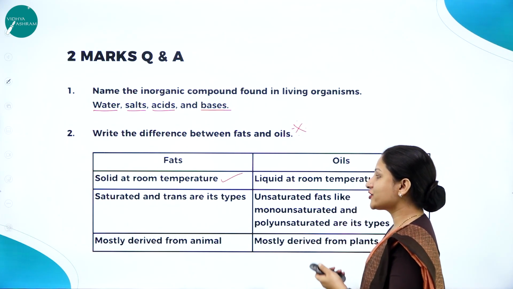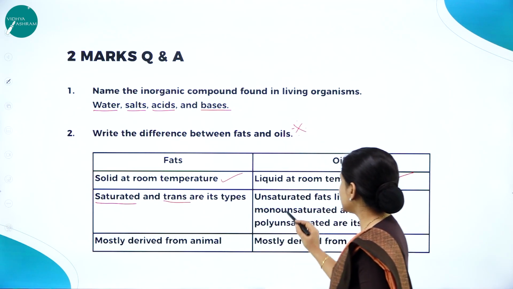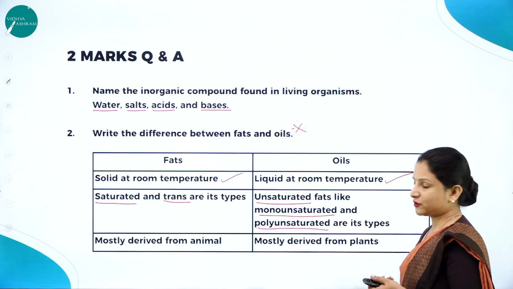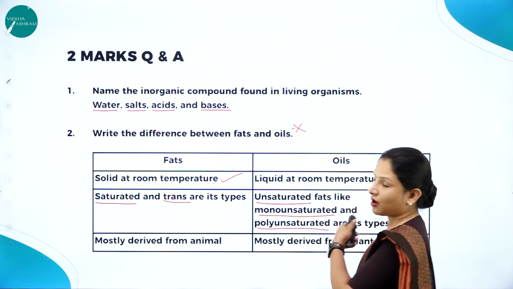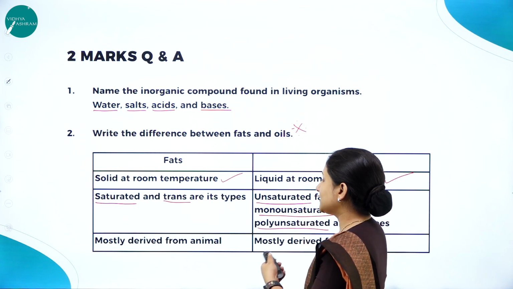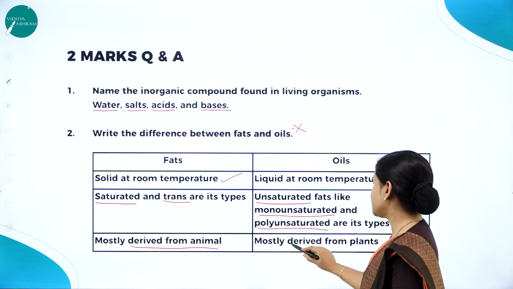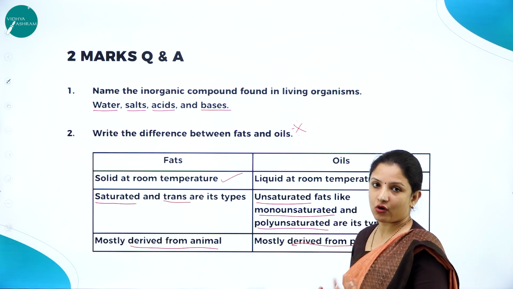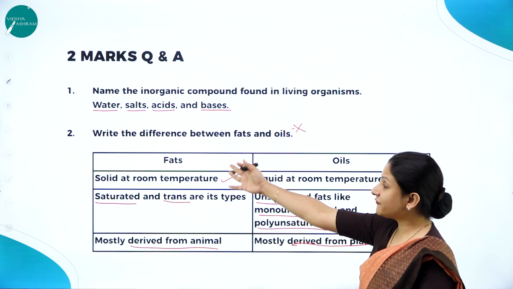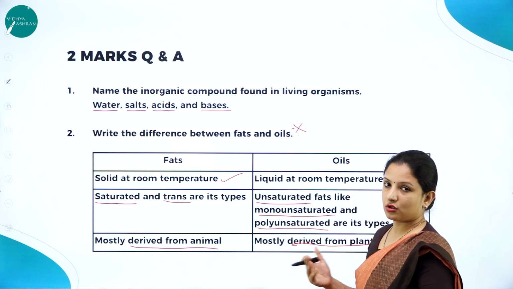Next, fats are saturated and trans. Two types are present, saturated and trans fats. In oils, unsaturated fats like monounsaturated and polyunsaturated are the types. So oils are nothing but unsaturated fats, and fats are nothing but saturated. Next, fats are mostly derived from animals, whereas oils are mostly derived from plants. This point is quite easy, because all the refined oils, be it coconut oil or the cooking oil that you use, are derived from plants, whereas fats are usually derived from animal sources. Any 2 differences out of the 3 is also enough.